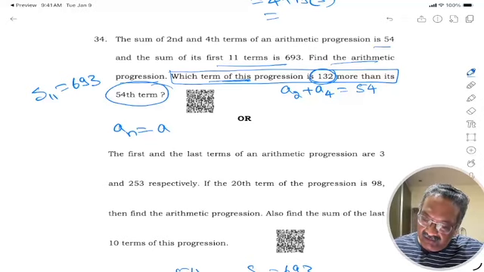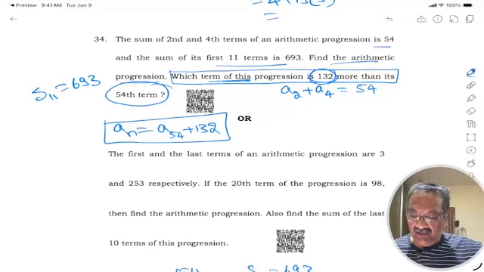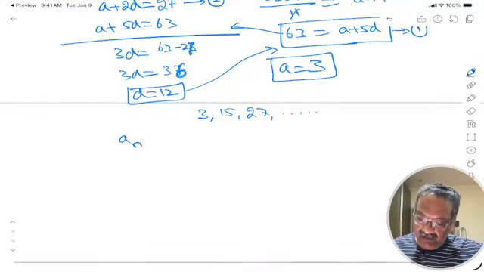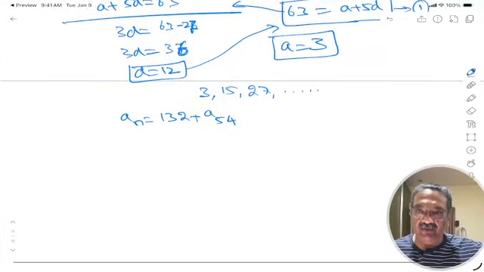term, that is, it should be 132 more than the 54th term. So which term is it? We have to find n for this condition. So we have AN is equal to 132 plus A54. We have to find n.